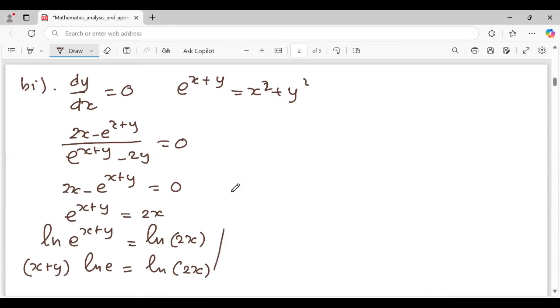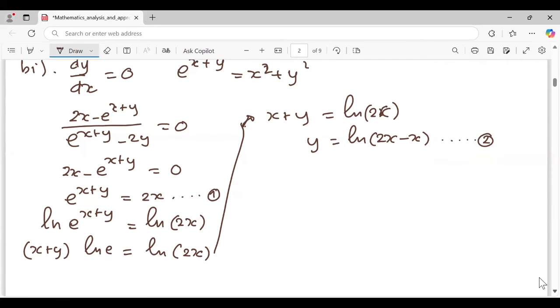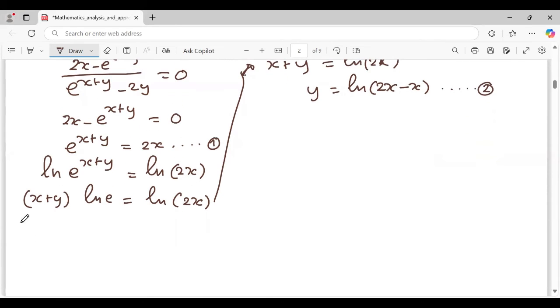So (x plus y) ln e equals ln 2x, with ln e equal to 1. So y equals ln 2x minus x. This is the first equation, and this is the second equation. Next, I'd like to substitute the first and second equations.